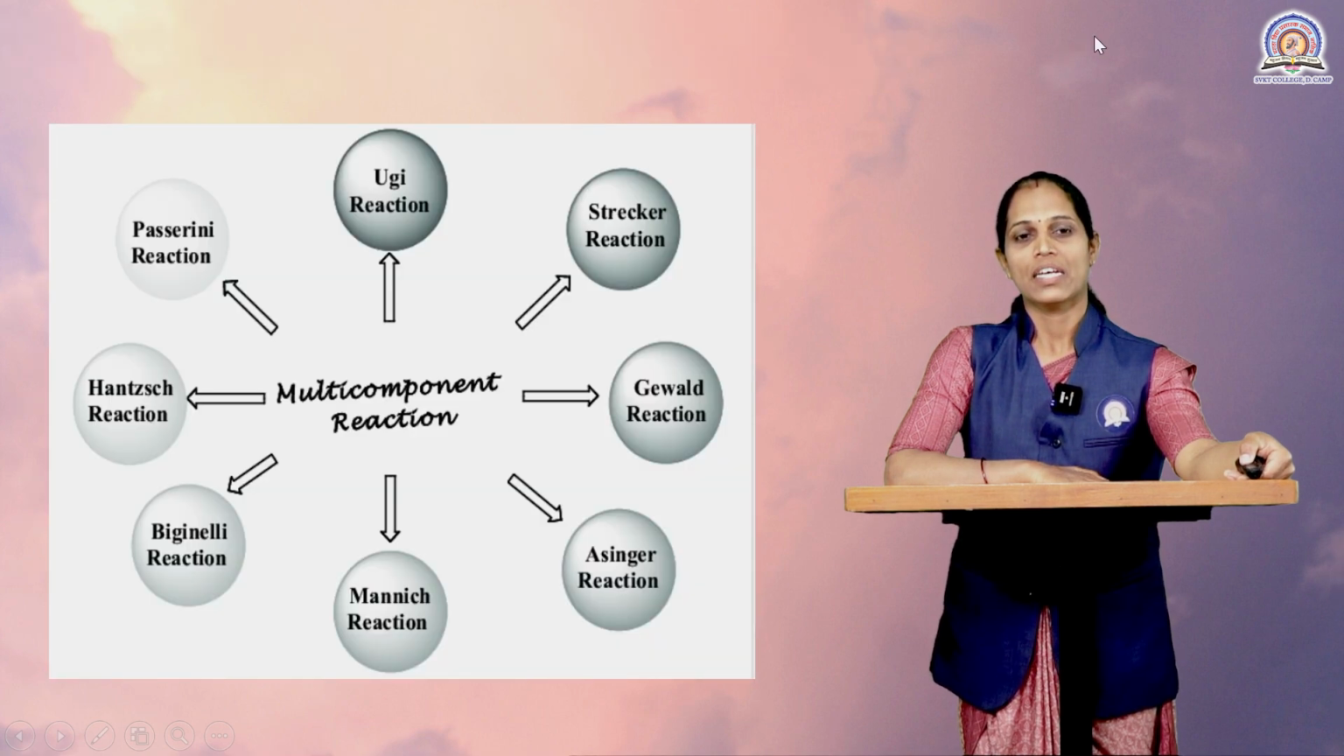Now here are some multi-component reactions. First one is Ugi reaction, second one is Strecker reaction, third one is Hantzsch reaction, fourth one is Asinger reaction, fifth one is Mannich reaction, sixth one is Biginelli reaction, seventh is Hantzsch reaction and last one is Passerini reaction. These are all multi-component reactions. In that, 3-component reaction, 4-component reaction and also 5-component reaction to get a product.